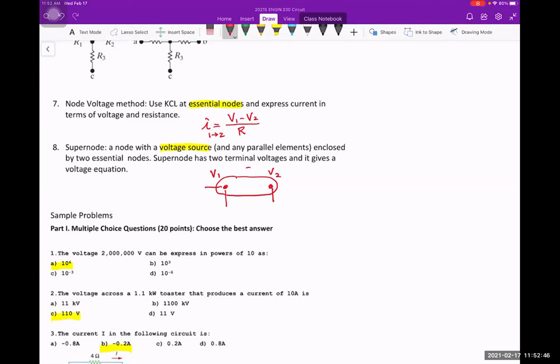Now, the super node itself will give you one additional supplemental equation to help you solve this problem. And that equation is based on the source. So if you have a source, let's say you have a source here, and this one gives you a 10 volt, it simply tells you from voltage 1 to voltage 2, you have a 10 volt difference. Now, the question is, what kind of equation are you going to have? How do you relate V1, V2, and 10 if I give you this one here?